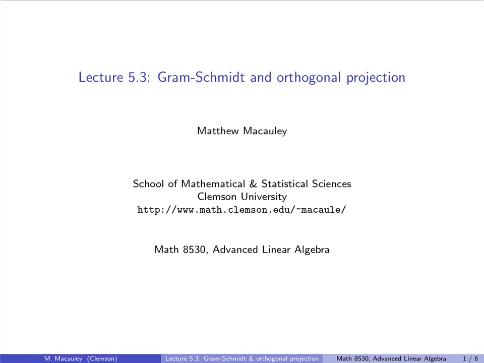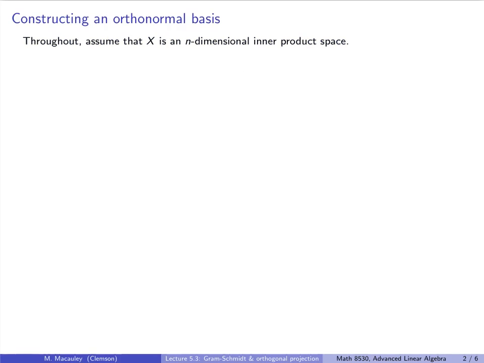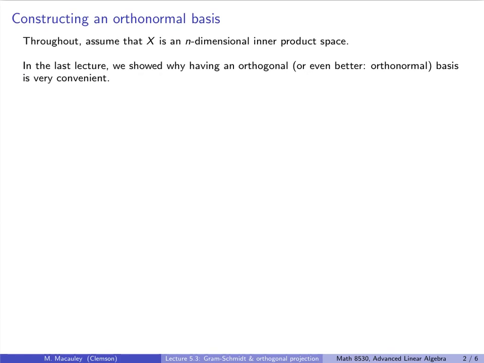Welcome to Lecture 5.3, Gram-Schmidt and Orthogonal Projection. We will continue to assume that X is an n-dimensional inner product space. In the last lecture, we showed why having an orthogonal, or even better, orthonormal basis is very convenient. In particular, it allows us to decompose an arbitrary vector into that basis, and the coefficients are just given by projections using the inner product.